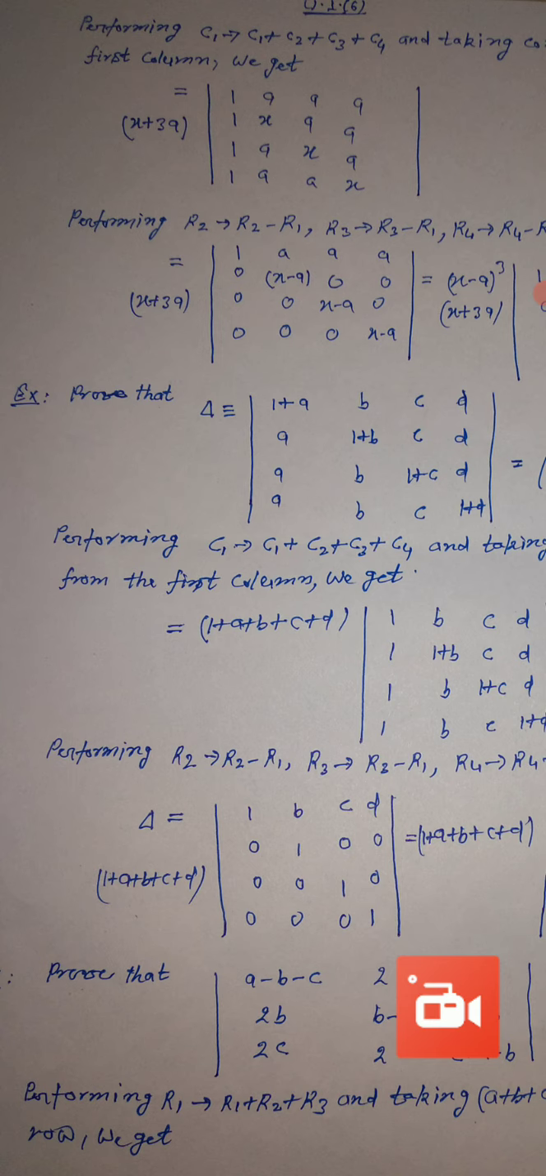Now we expand this along the first column, and we get 1 plus A plus B plus C plus D multiplied by the determinant 1 0 0, 0 1 0, 0 0 1, and this is equal to 1 plus A plus B plus C plus D. Hence proved. This is very simple.